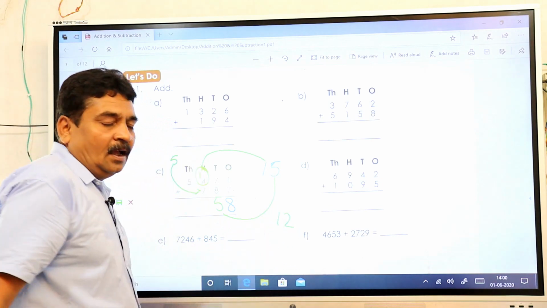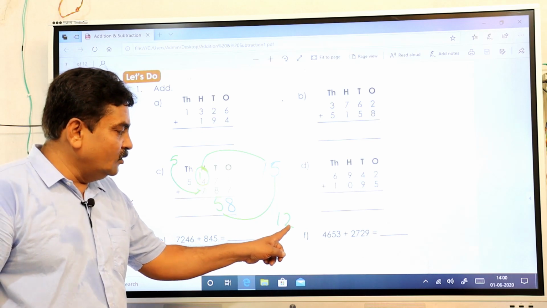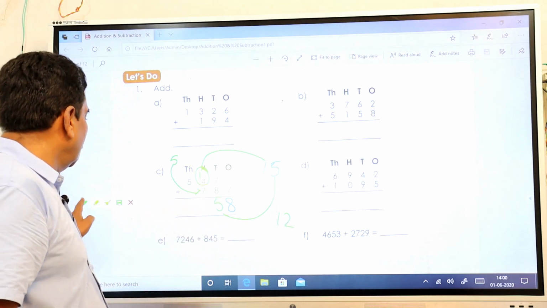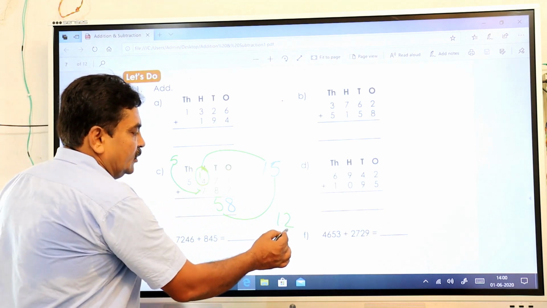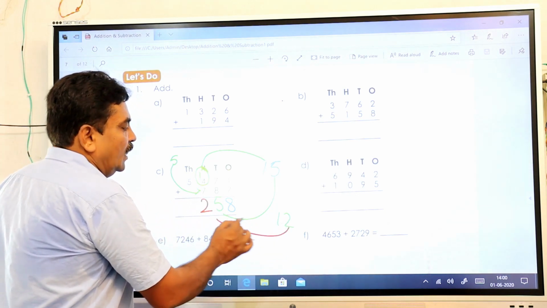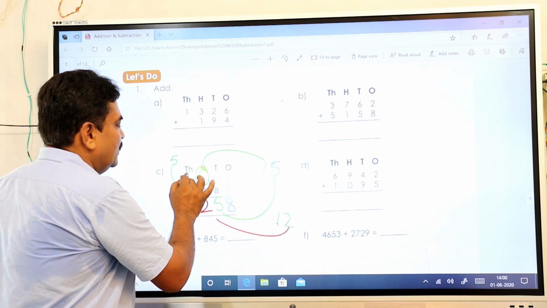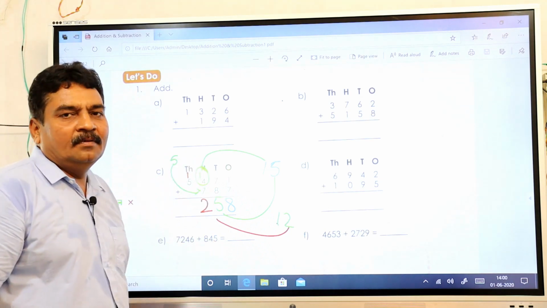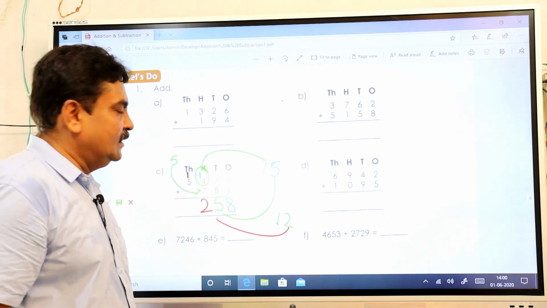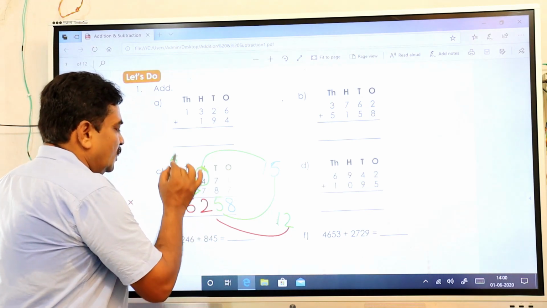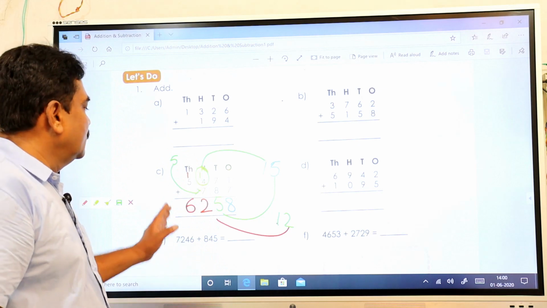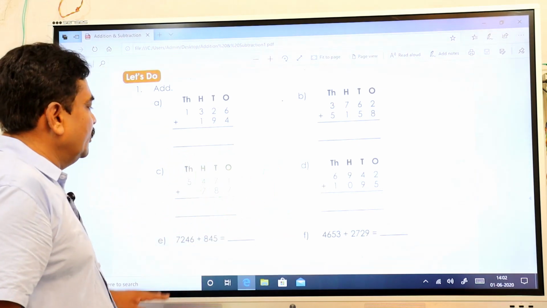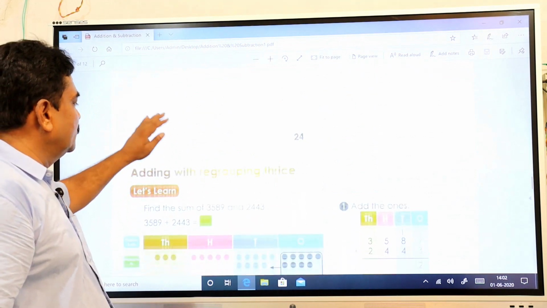Out of 12, 2 is your ones and 1 is your tens. So the ones value you write down right here. This 2 you write down here, and this 1 you carry forward to the next number. Now it is 1 plus 5. How much is 1 plus 5? 6. Write down 6 here. So the answer is 6258. In the same way, you please do the other problems.